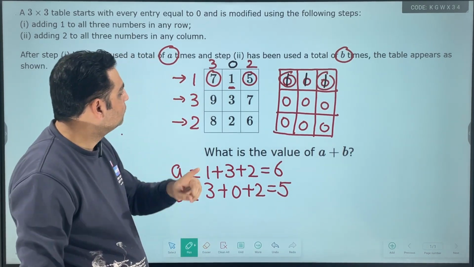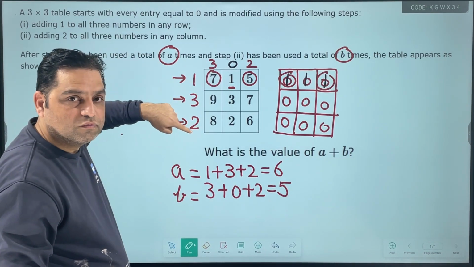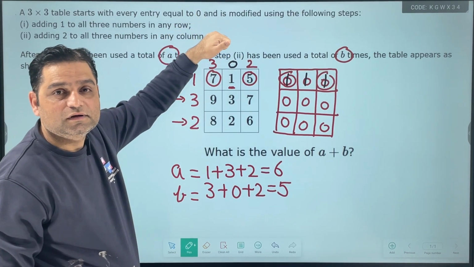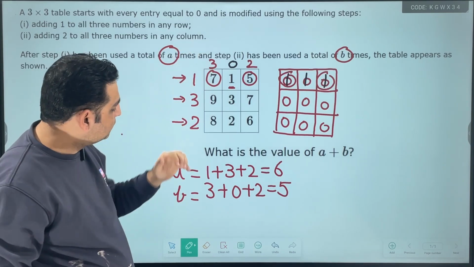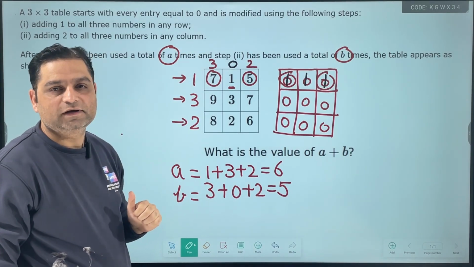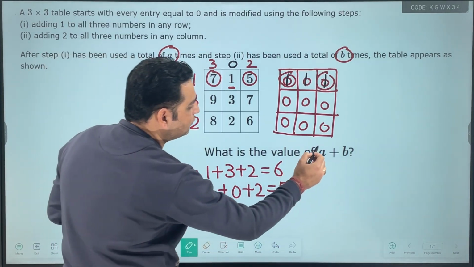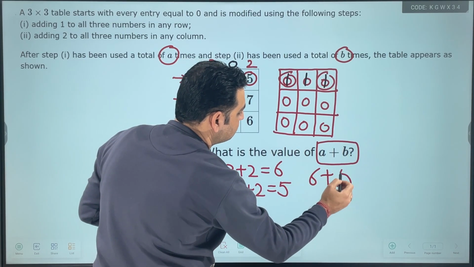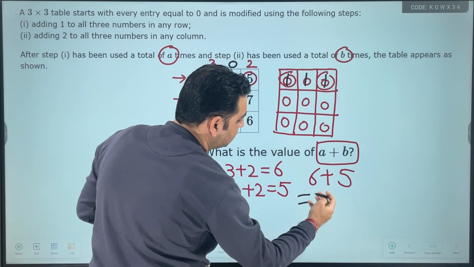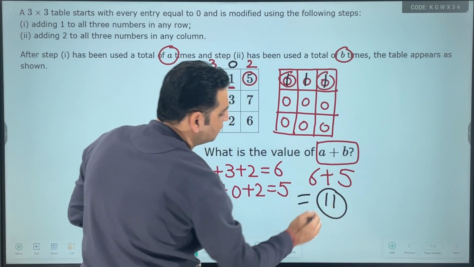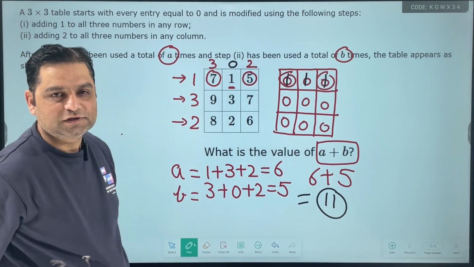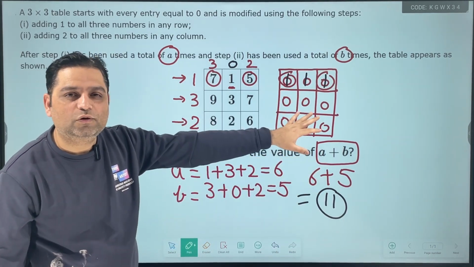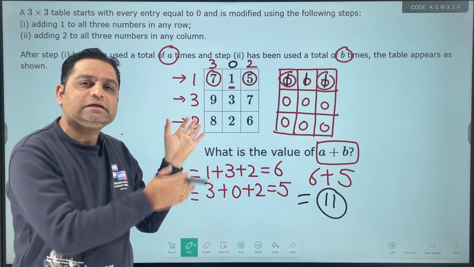Let me remind you, the number of changes in the row was A and the number of changes in the column was B. That is why the A and B values are decided. And finally, they have told me to find the value of A plus B. That means 6 plus 5. So what is 6 plus 5 equal to? 11. So the final answer for this question is 11. A total of 11 changes have been done starting from all zeros to reaching this particular table.